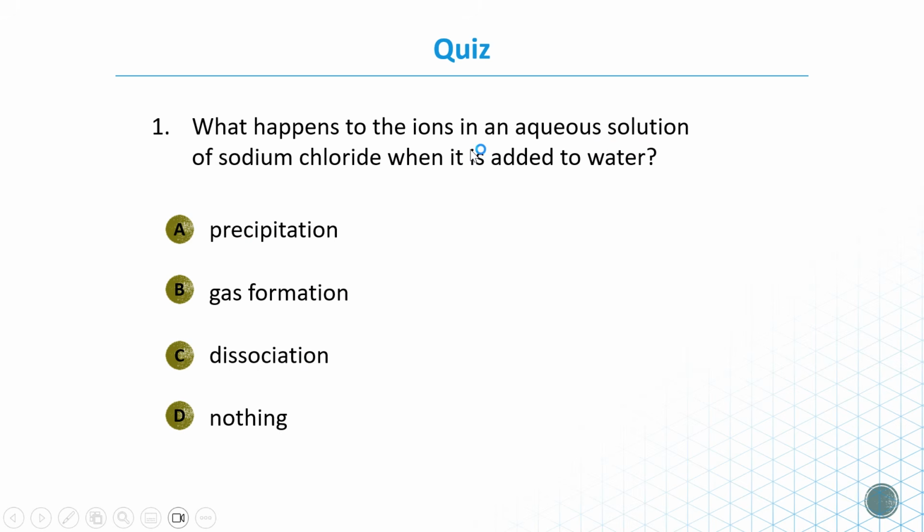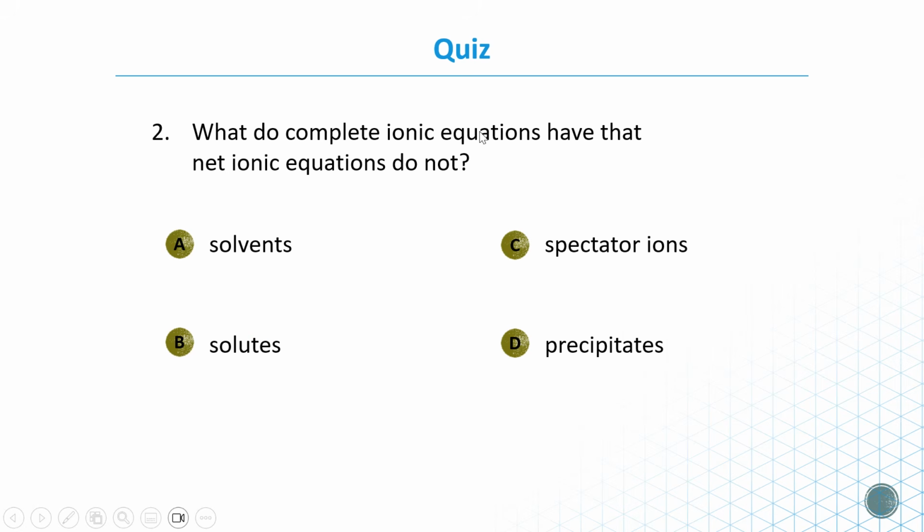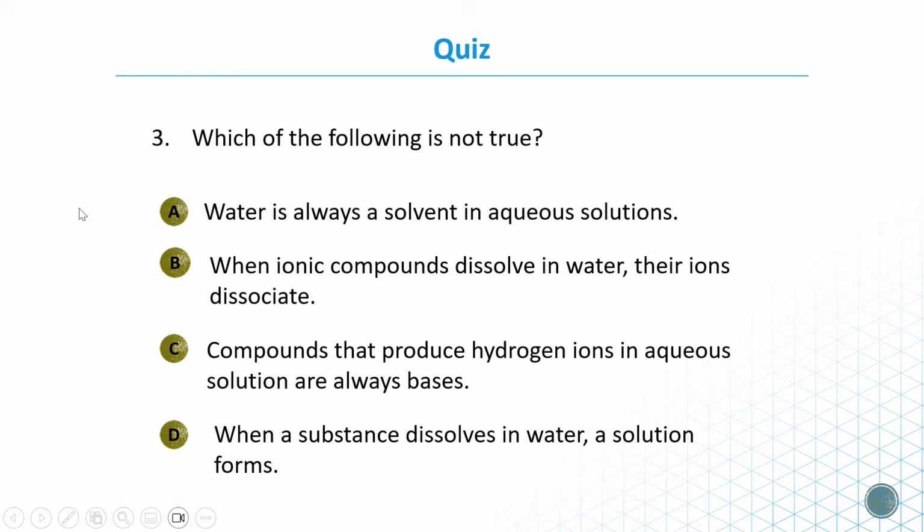So what happens to ions in an aqueous solution of sodium chloride when it is added to water? When I add NaCl inside water, it will dissociate into the positive ion and the negative ion. What do complete ionic equations have that net ionic equations don't have? Spectator ions, because in the net ionic equation we remove the spectator ions.